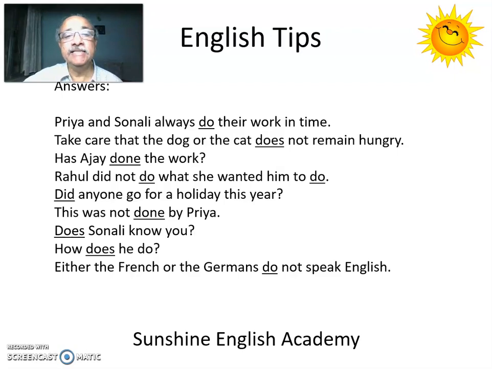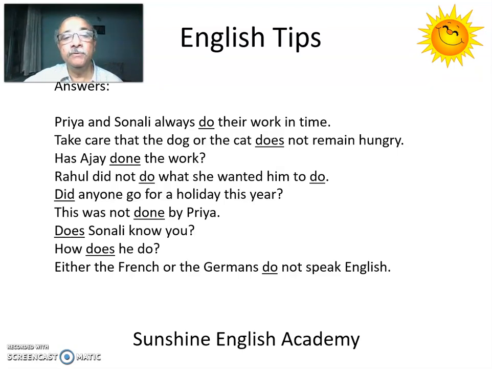Next, has Ajay done the work? This sentence is in the present perfect tense. The helping verb is has, hence our verb done is in the V3 form.